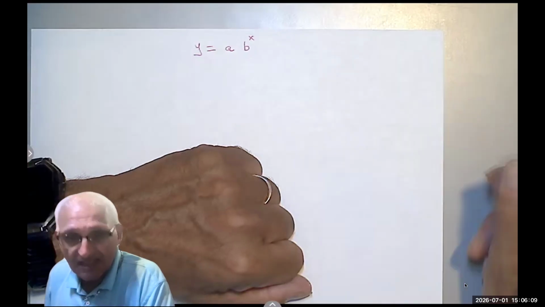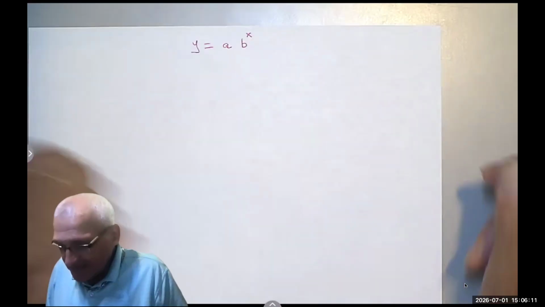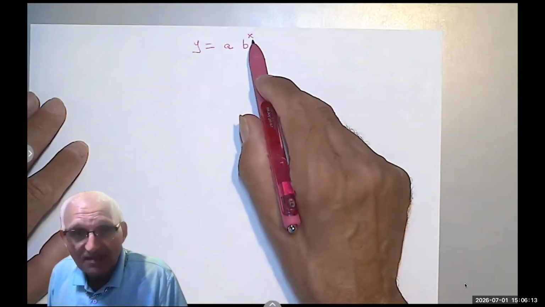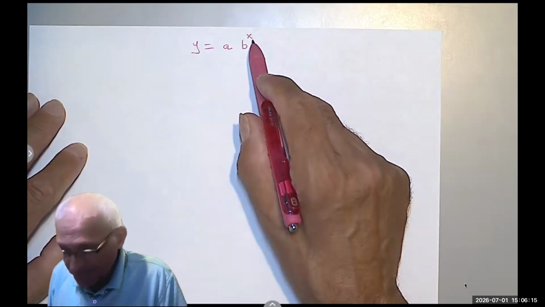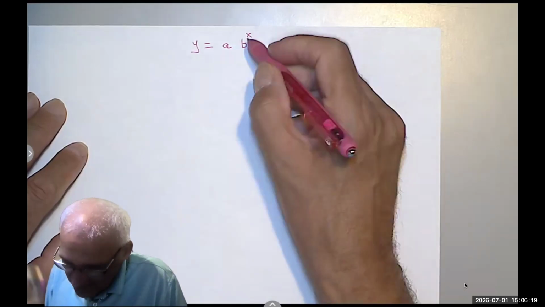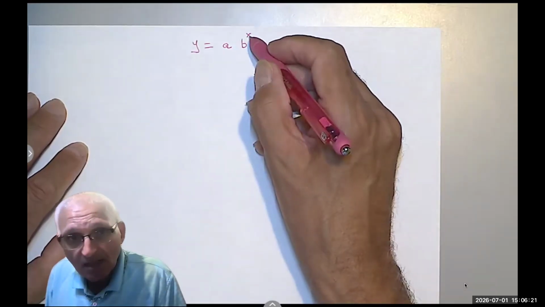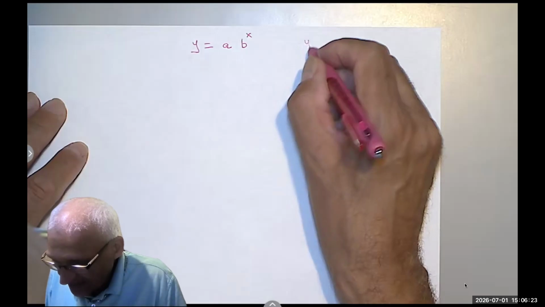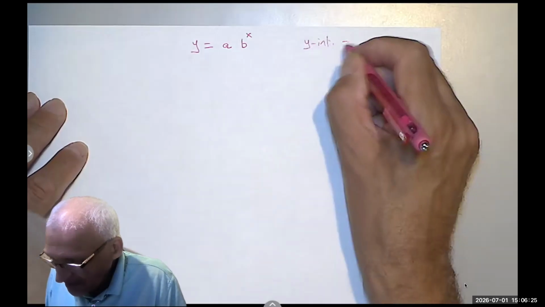If I have something like that, I see that when x equals 0, you get the y-intercept, in which case it would be y equals a. Because if x is 0, b to the 0 is 1, and you get the y-intercept equals a.